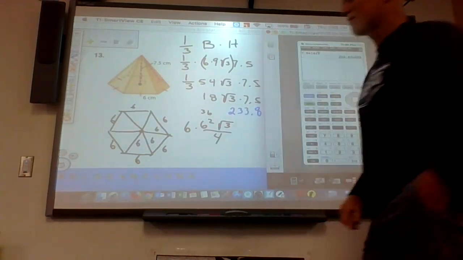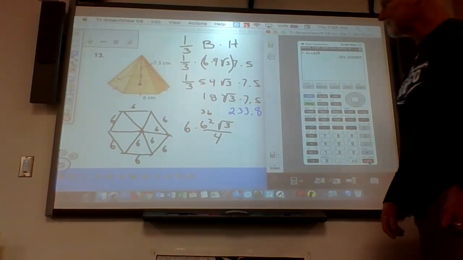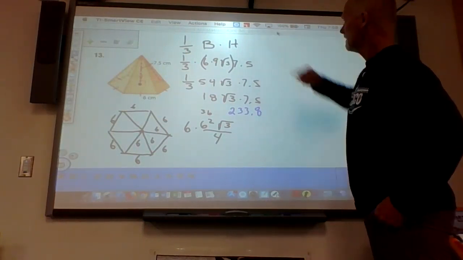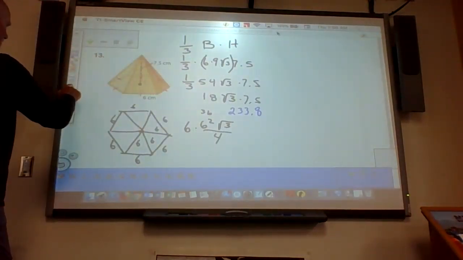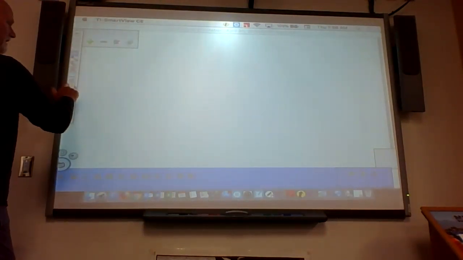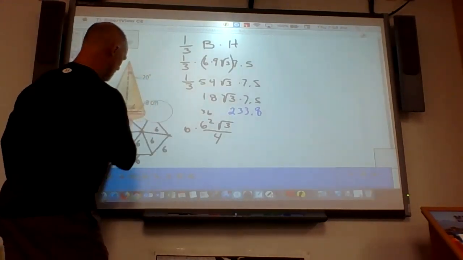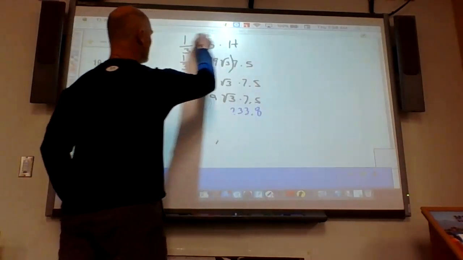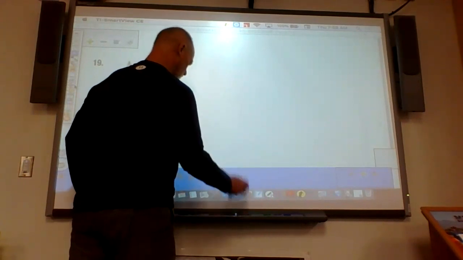So there's number 13 in last night's homework. Just be aware of that. I wanted you to see that. So that's number 13. Now I want to go to number 19 as well. I'm not going to solve this whole thing for you. It's a cone, so it should be fairly easy for you, except for one thing.